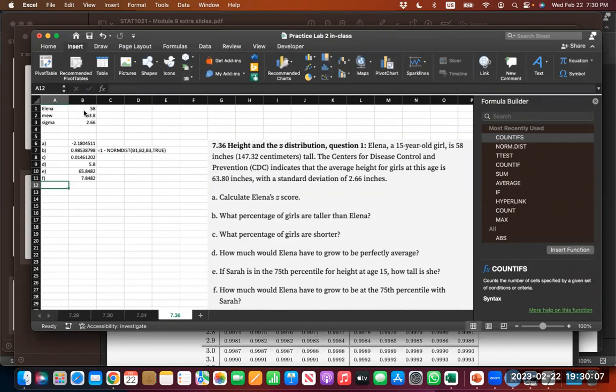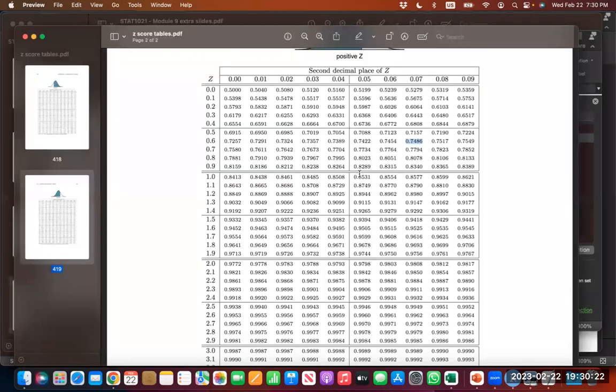Okay. Here or no? Well, Sarah is the taller colleague, Elena. She's at the 75th percentile. For the 75th percentile, you need to go to understand the z-score of the 75th percentile. Here? Yes. So you basically have here the 75th percentile.